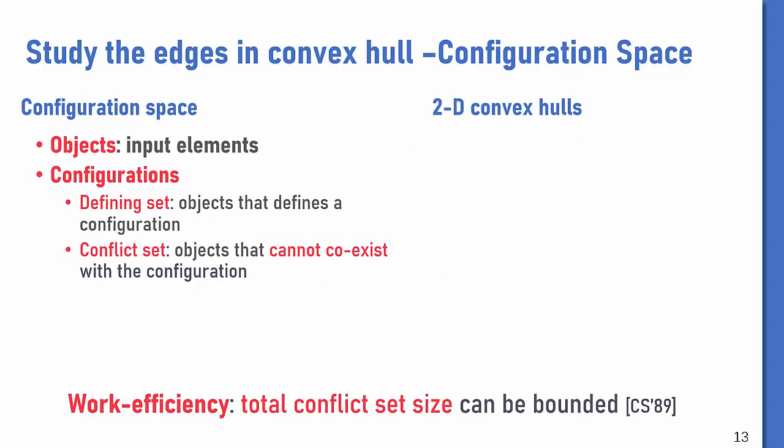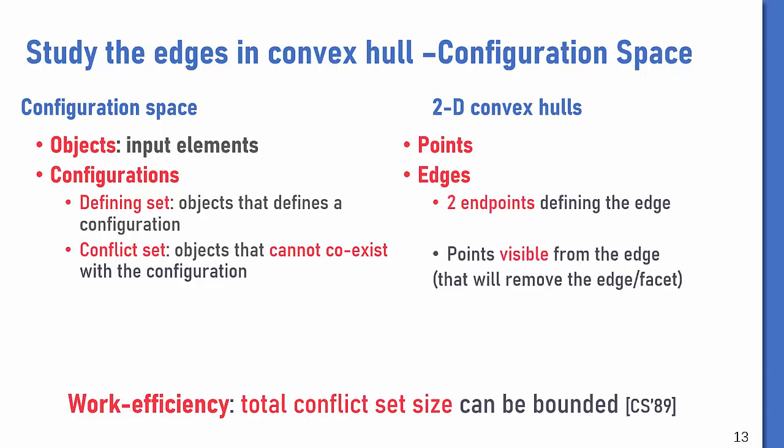For 2D convex hull, the objects are just input points, and the configuration is an edge in 2D. The defining set of an edge is just the two endpoints of the edge, and the conflict set contains all the points that are visible from this edge, such that adding the point will remove the edge. Again, for higher dimensions, a configuration would be a facet defined by d-1 points.